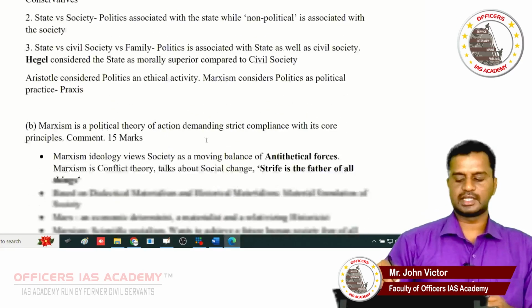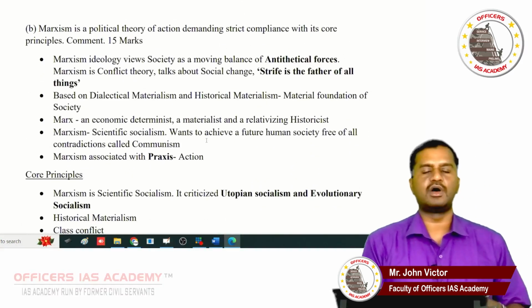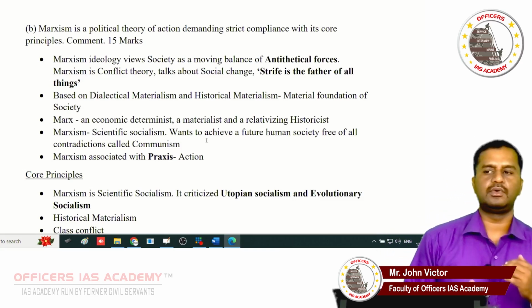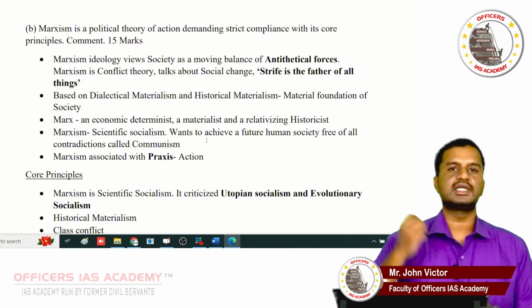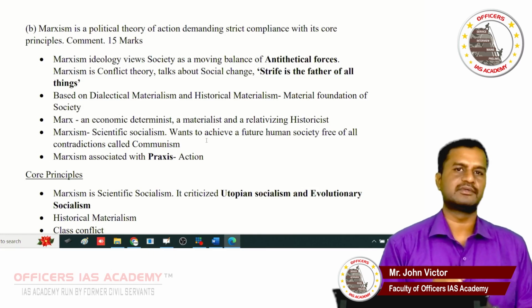The mains examination is a relative performance. Nobody can write all the points. Try to give the important points as much as possible in a holistic and integrated manner. That will do it.